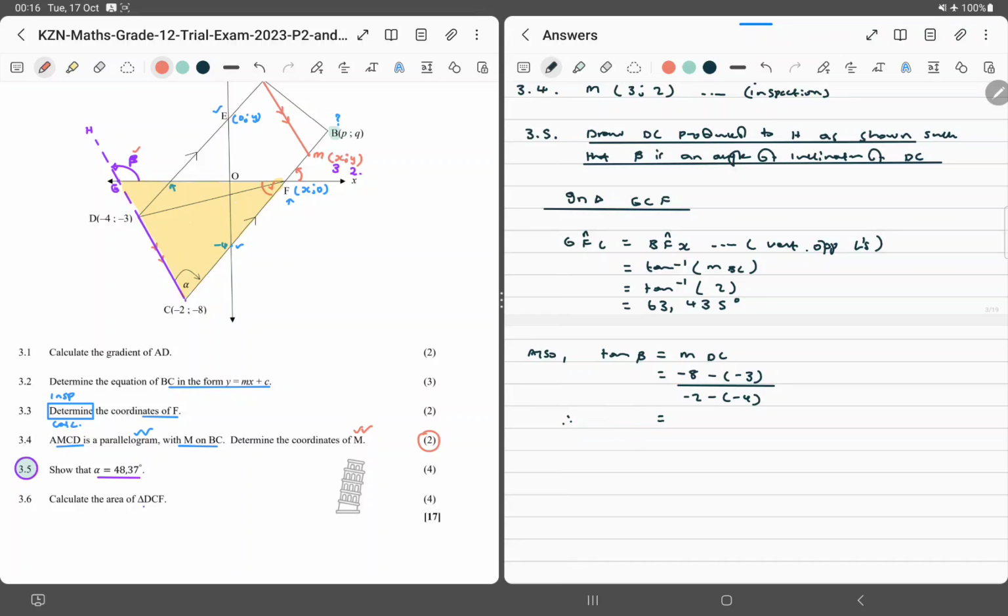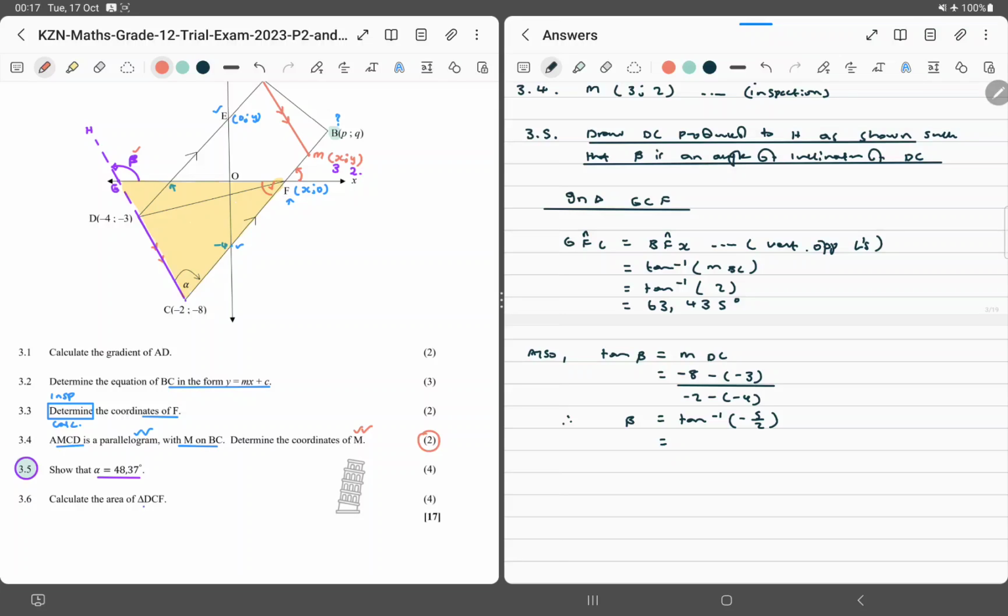Now I'm not going to waste time. Beta is going to be the shift tan of whatever we've got in there. So this is now -8 minus into -3, divided by minus 2 minus into minus 4. Sometimes use your calculator to relieve yourself because it can be a little bit silly. This is basically minus 5 divided by 2. So this is minus 5 over 2. Alright, so go shift tan, the answer.